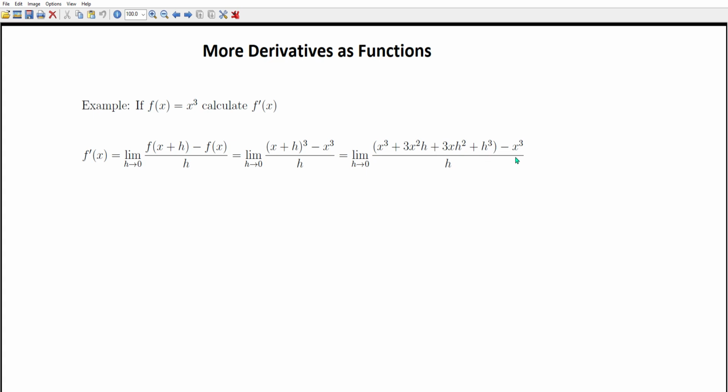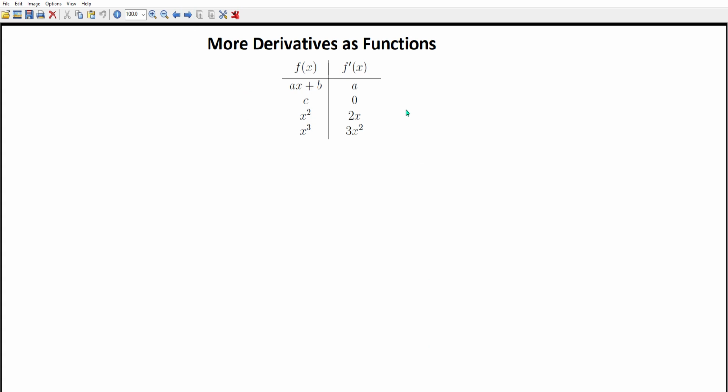The next thing we're going to do is subtract off the x cubed. We're going to get a term that looks like this on the top. And what you notice is there's a common factor of h, which we can factor out. And we get this h over h, which we are always looking for when we do these calculations, because that's going to be 1. And then a term we can deal with. So we're going to get a 1 from this, 3x squared. That's going to be a 0, and that's going to be a 0. So we end up with 1 times 3x squared, or 3x squared, which is the derivative of x cubed.